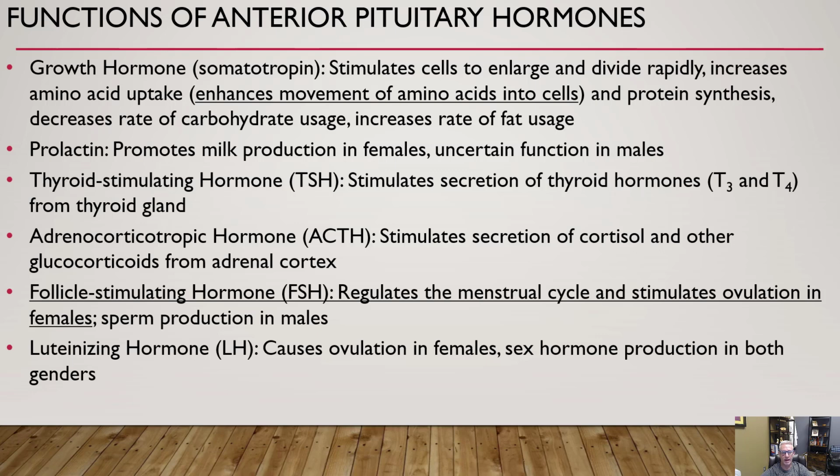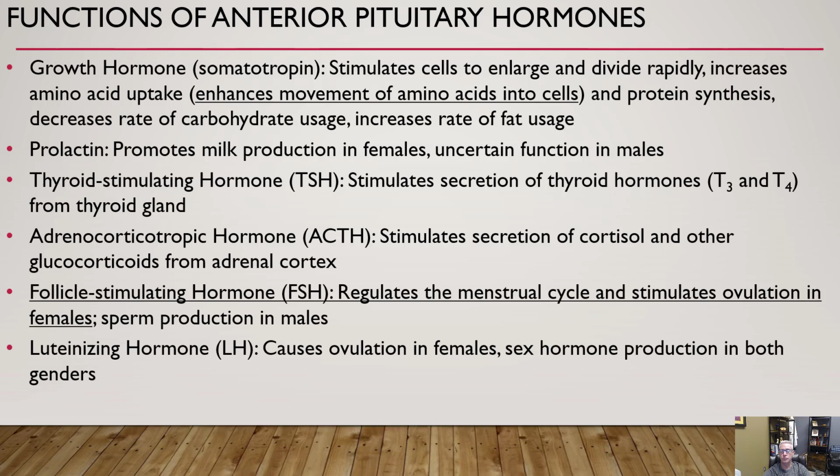Prolactin, milk production in females. Thyroid stimulating hormone is going to stimulate your thyroid hormone. Typically, we'll just say thyroid hormone, and we mean T3 and T4, and we'll talk about T3 and T4 later on. So it stimulates your thyroid gland to secrete thyroid hormone. ACTH, adrenocorticotropic hormone, is going to secrete cortisol and other glucocorticoids from your adrenal cortex. And we'll talk about where your adrenal cortex is. It sits on top of your kidneys, later on.